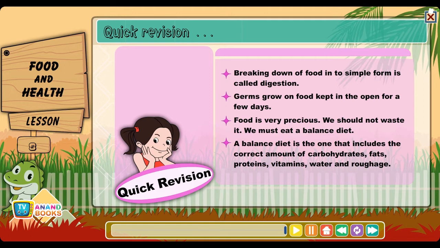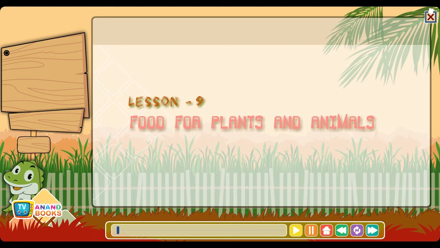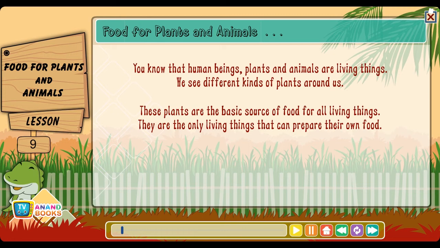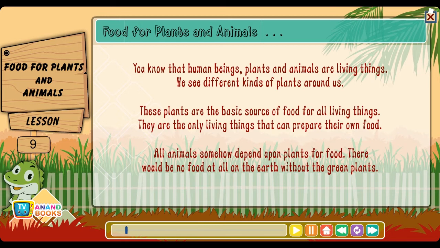Lesson 9. Food for plants and animals. You know that human beings, plants and animals are living things. We see different kinds of plants around us. These plants are the basic source of food for all living things. They are the only living things that can prepare their own food. All animals somehow depend upon plants for food. There would be no food at all on the earth without green plants.